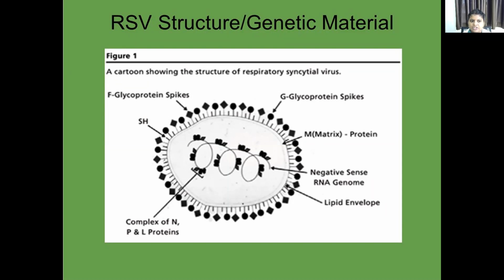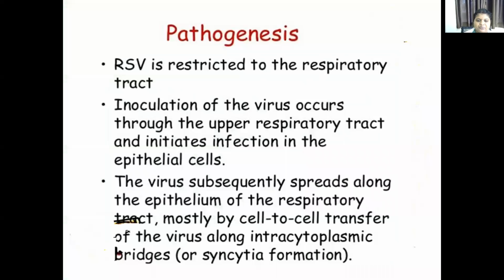This G protein is responsible for the adsorption to the surface of the host cell, whereas F protein is responsible for the fusion of the viral protein into the host cell. It contains a single-stranded RNA. This nucleocapsid is covered by a lipid envelope, which contains spikes.